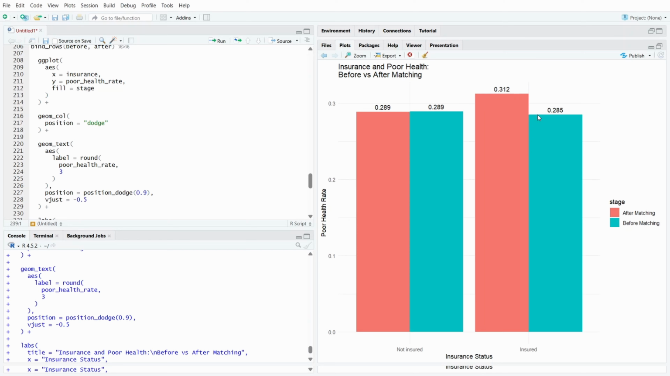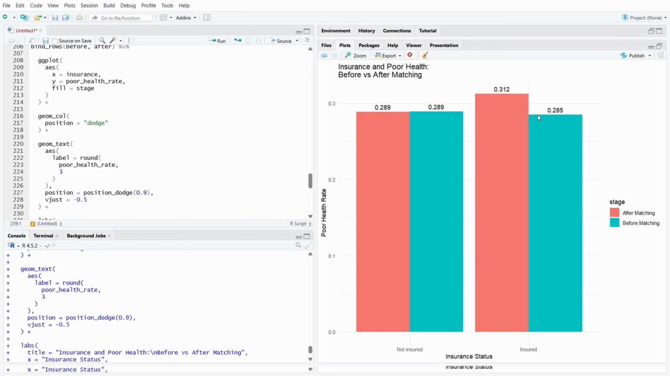Why would this happen? Before matching, the insured population may have included many relatively healthy individuals alongside higher risk individuals. After matching, the algorithm selected insured individuals who were more comparable to the uninsured group based on age, sex, income, education, and employment status. As a result, the matched insured sample appears to contain a higher concentration of individuals reporting poor health. This highlights an important concept in propensity score matching.